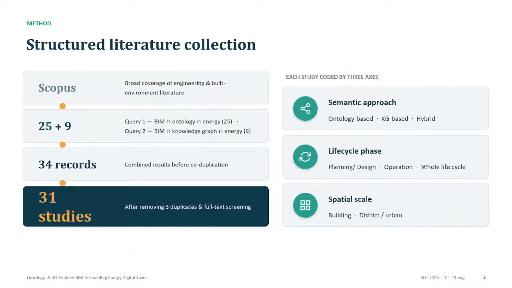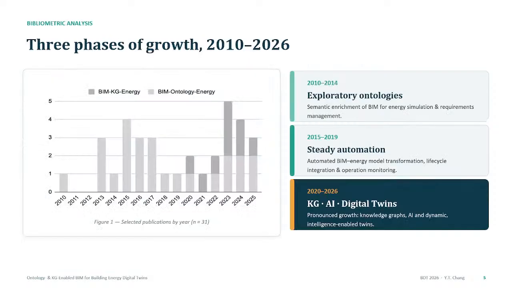So that's what I did. I used Scopus, and I used the keywords BIM, ontology, energy and knowledge graph at the same time, and I got 31 papers. When I looked into them, I looked at the lifecycle phase, and I also discovered that these papers are not limited to the building scale. A couple of them have started working at the urban scale and district scale.